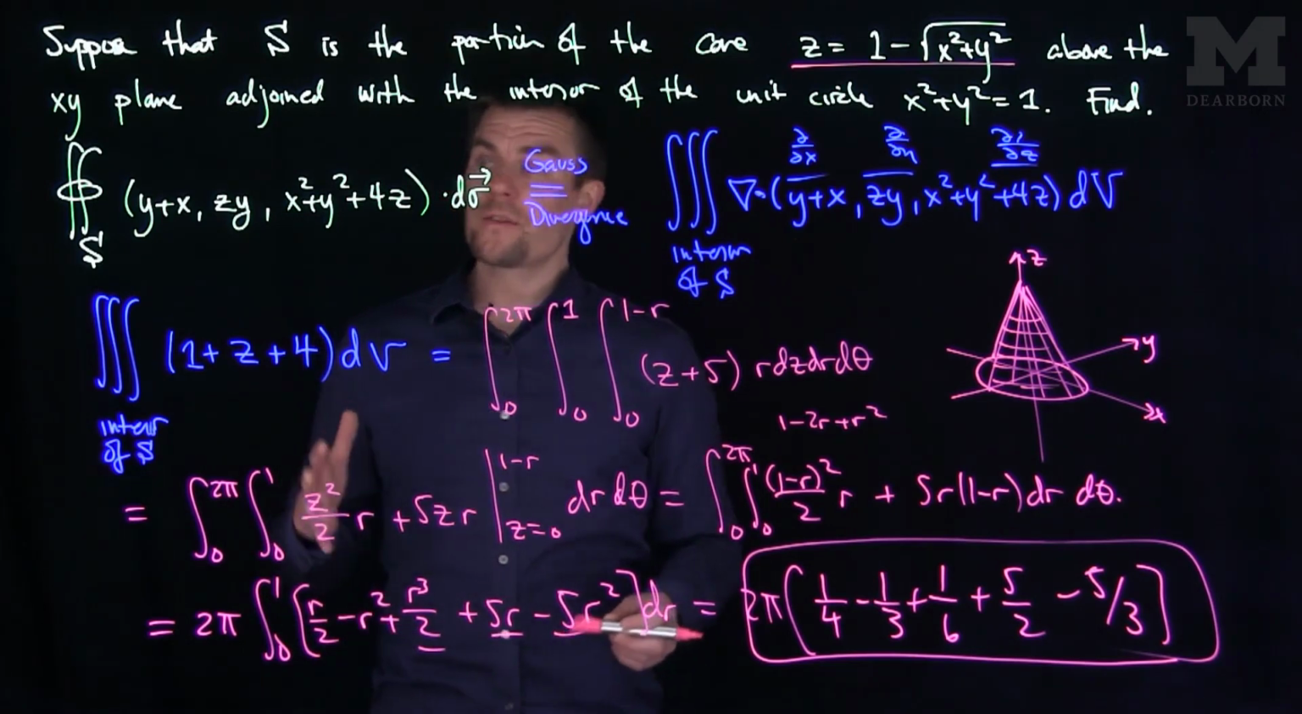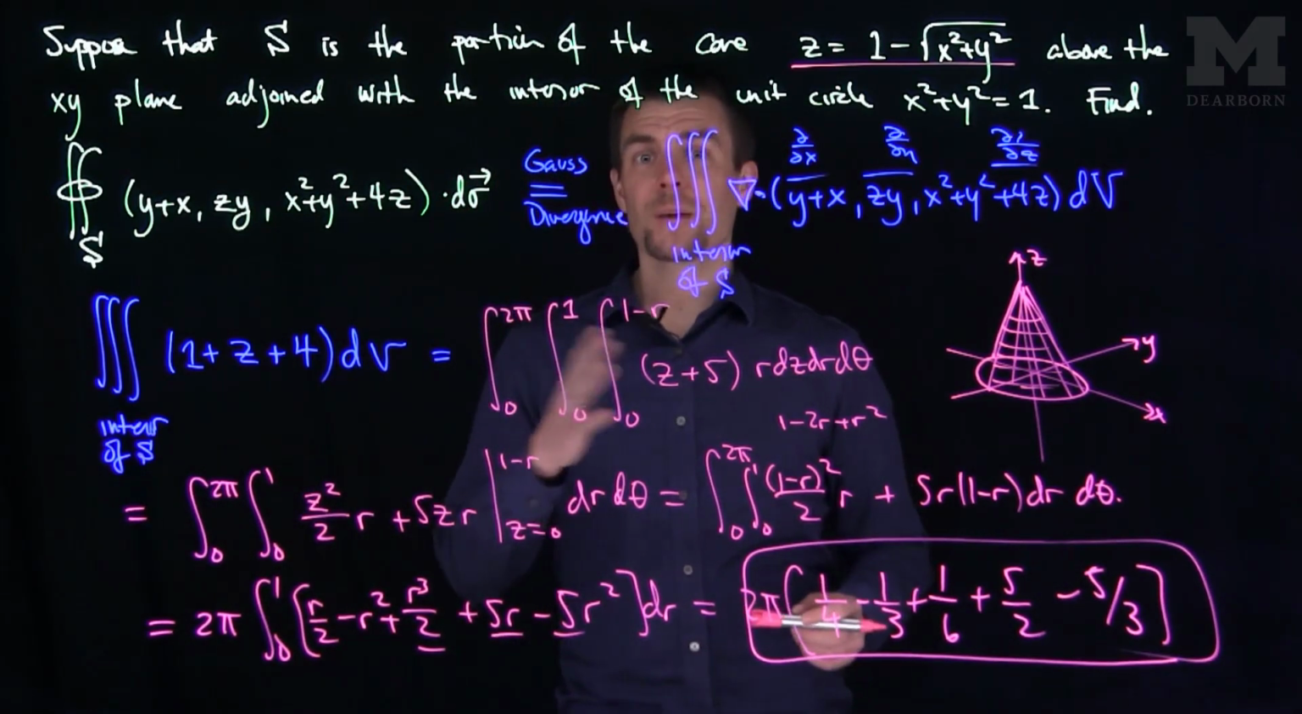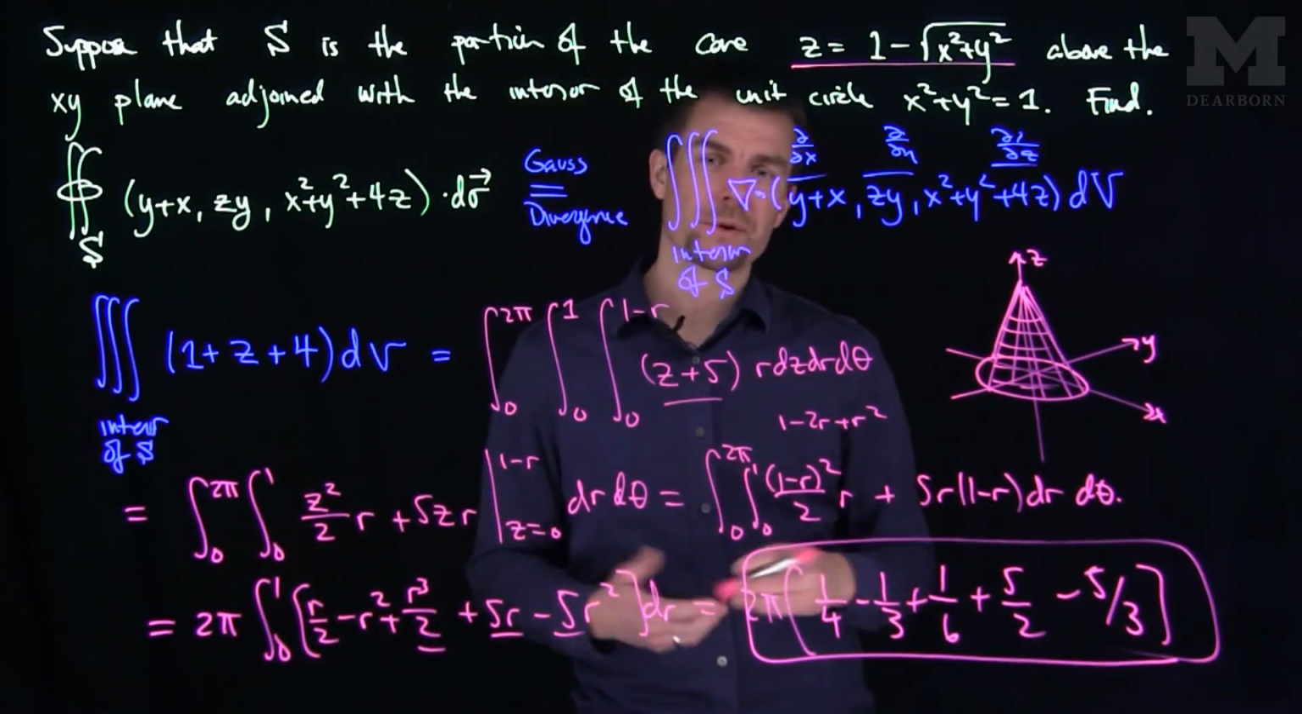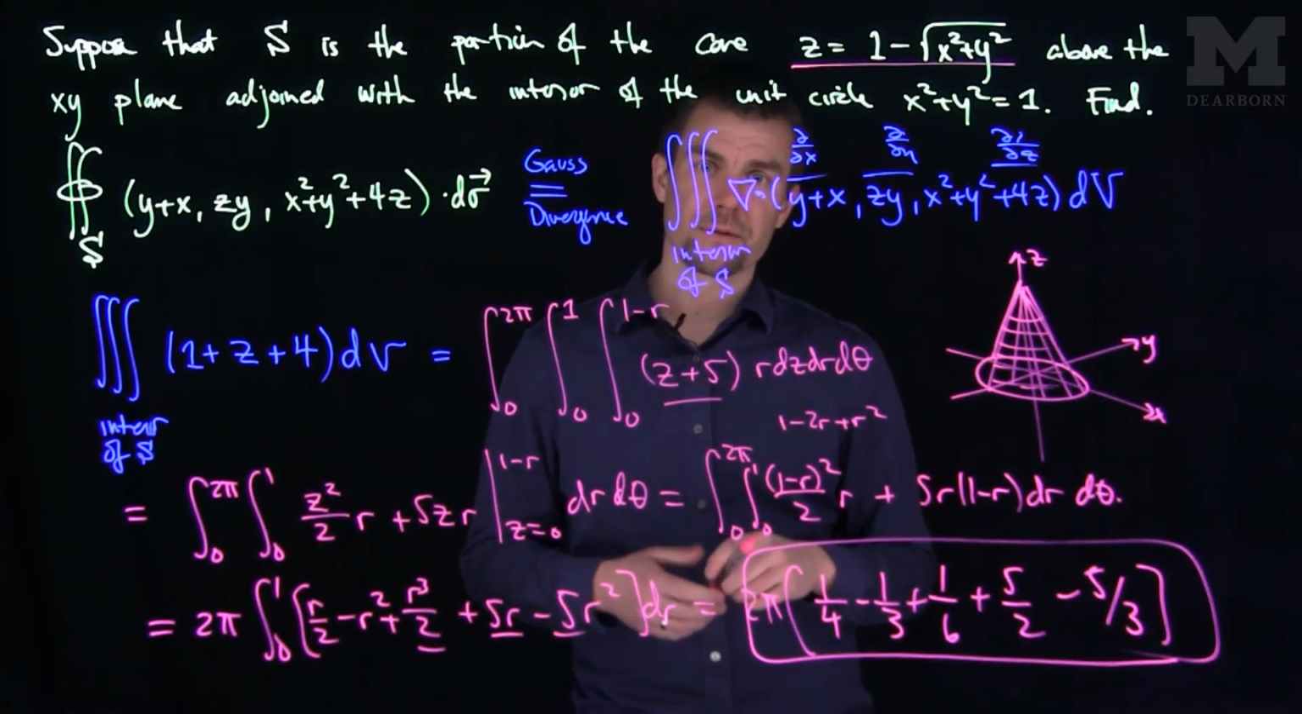So we saw that instead of having to parameterize the surface by two parts, computing the divergence gave us a function, z plus 5, which was much easier to handle than having to parameterize the whole surface, giving us great value to using the Gauss Divergence Theorem.